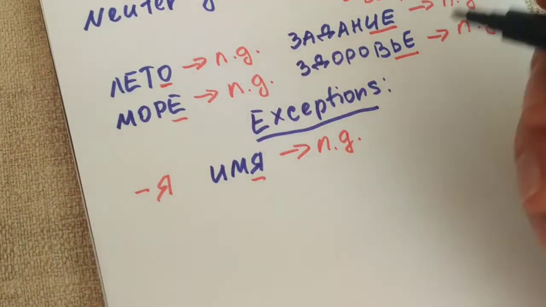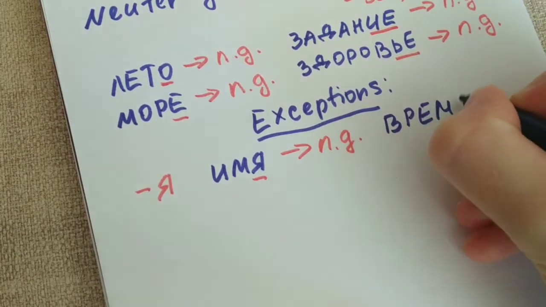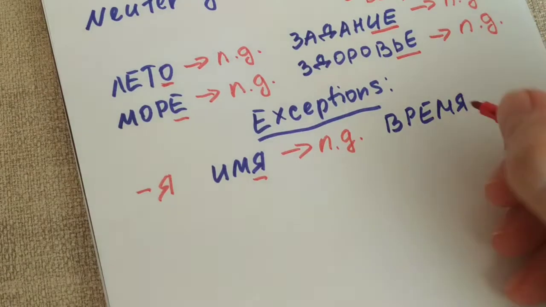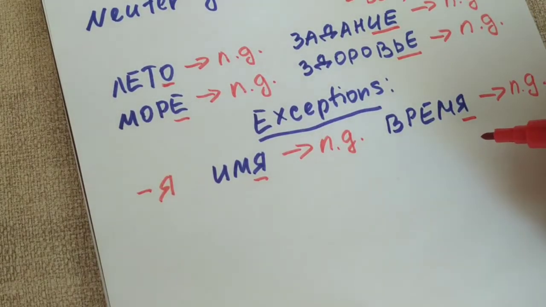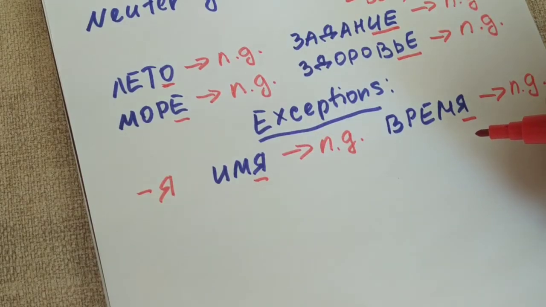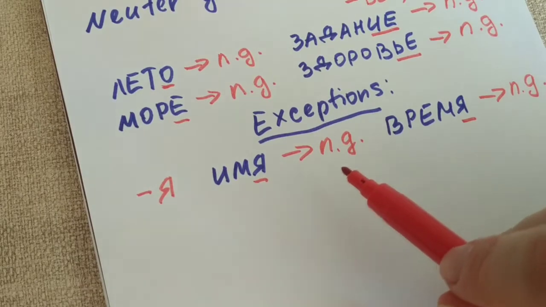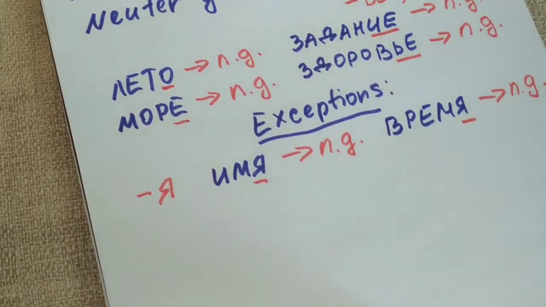Let me give you another example of a noun ending in ya. This one, время. Again, it's ending in ya, but it is of a neuter gender. It means time. So these two words are the exception to the general rule, and you have to know their gender by heart because it is like an exception.